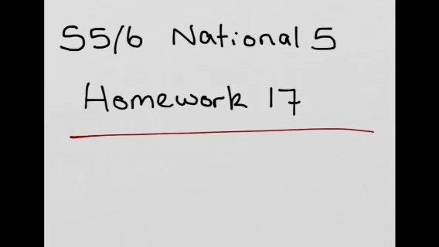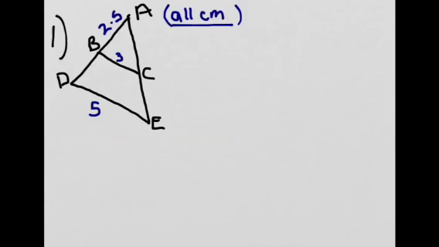This is homework sheet 17 for National 5. In the first question we have similar triangles. To tackle this question, the first thing we need to do is draw these triangles out. We've got the small one, which is ABC, and the big one, which is ADE, and draw them out in the same orientation.